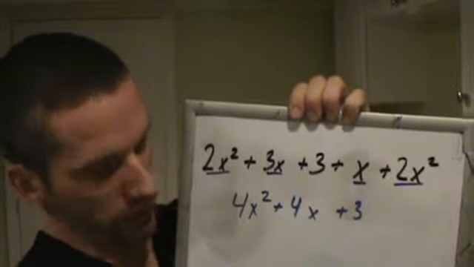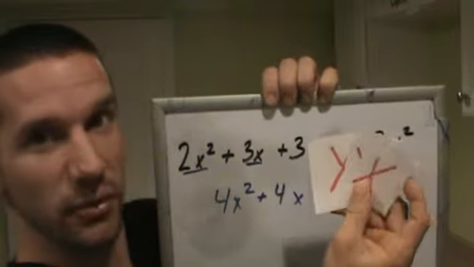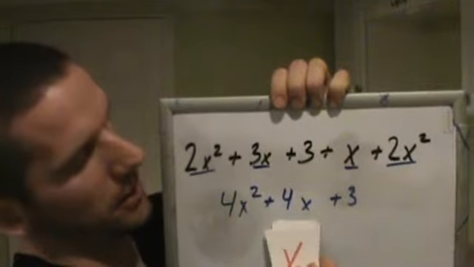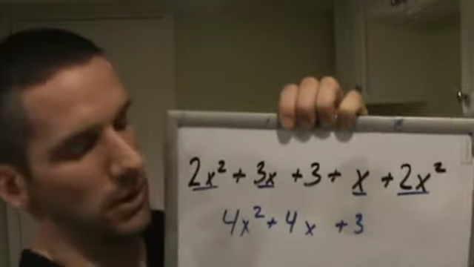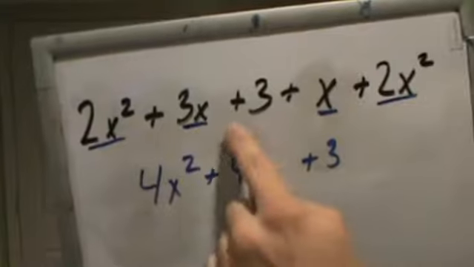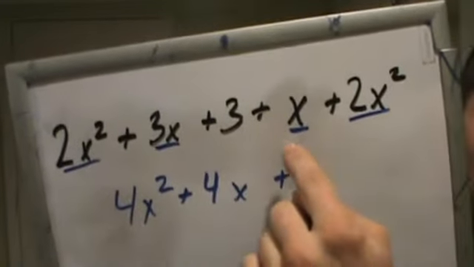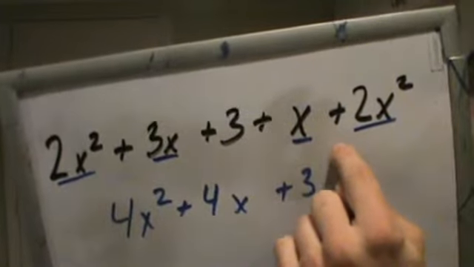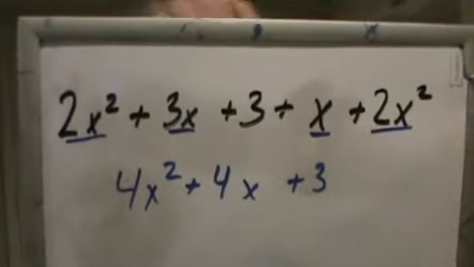And then, last but not least, the individual x's by themselves. These are all like terms because they're all the exact same kind. And so now you're just counting up and totaling or tallying how many you have total. So this original equation that we started with, 2x squared plus 3x plus 3 plus x plus 2x squared. Sounds like math gibberish, but your goal is to combine the terms that are the same.